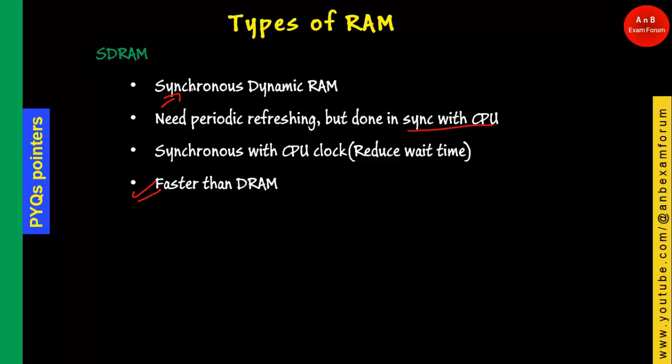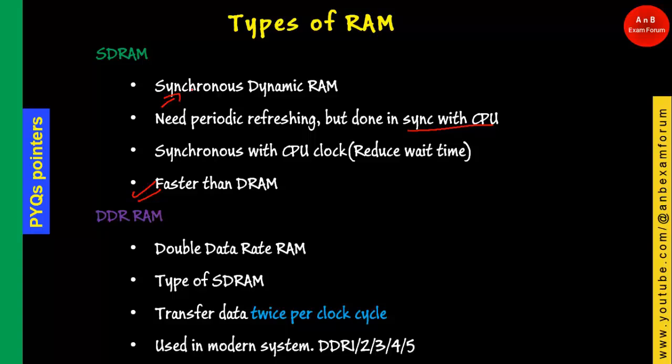The next one, which nowadays everybody is talking about, is DDR RAM, that is double data rate RAM. It is similar to SDRAM, but per clock cycle it transfers the data twice, so the rate of transfer is doubled, so it is called DDR, double data rate RAM. And nowadays DDR5 is used in modern systems.